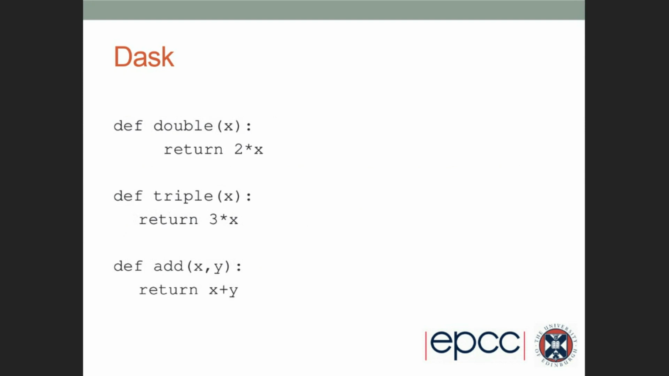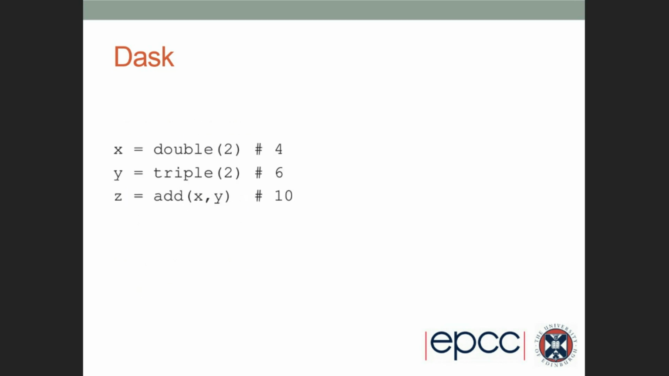So a quick example of how Dask works. Let's say we have these three very simple functions, double, triple, and add, where double and triple just double and triple the input respectively, and add takes two inputs and adds them together. If we feed double and triple with 2, and then z with the output of double and triple, then we end up with the answer 10, assuming I've done my maths right.